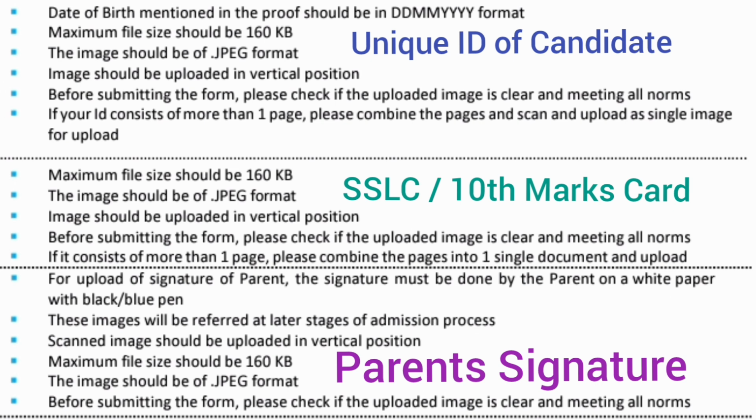Now see the next set of documents. You have the requirement for the unique ID of the candidate. That unique ID of the candidate can be an Aadhaar card or any other ID. It should also have the date of birth mentioned as a proof in the DD/MM/YYYY format, right? You can check that. And again the same format, less than 160 kb, .jpeg format, vertical position, and you need to have a clear image.